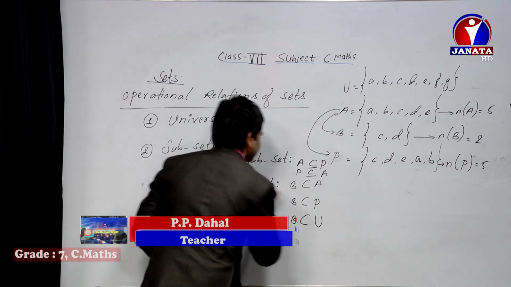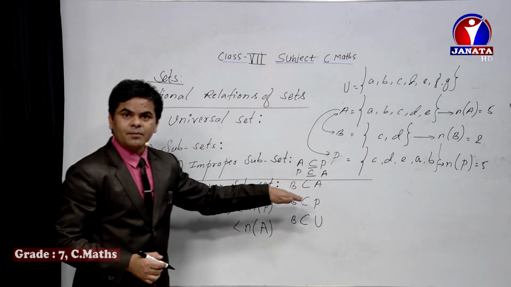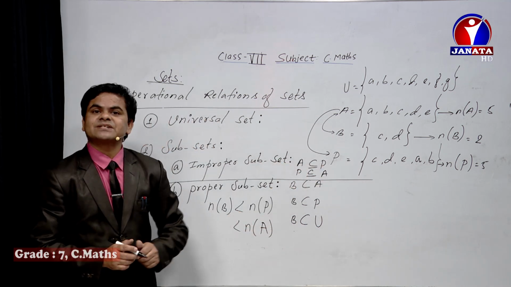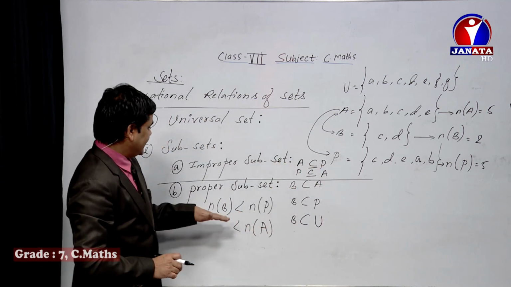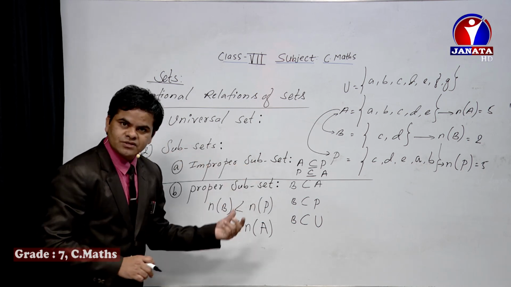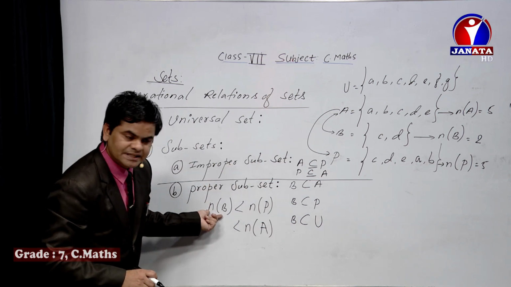Dear friends, so this is the symbolical representation of subset. That's the relation between set P as well as set A. Once again, proper subset and improper subset. Subset has 2 categories. One is improper subset, another one is proper subset.